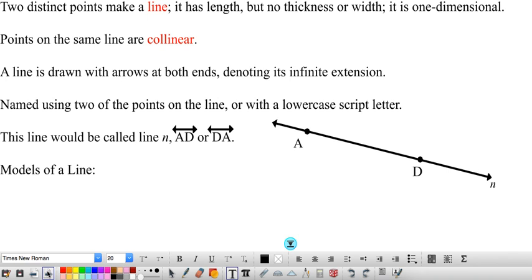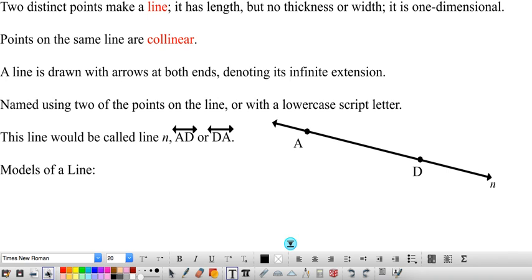Okay? We use the word collinear. Notice that's highlighted in red. Collinear is a vocab word. Any points that are on the same line are called collinear. Notice this line I have drawn here has arrows at both ends because it goes on forever in both directions.